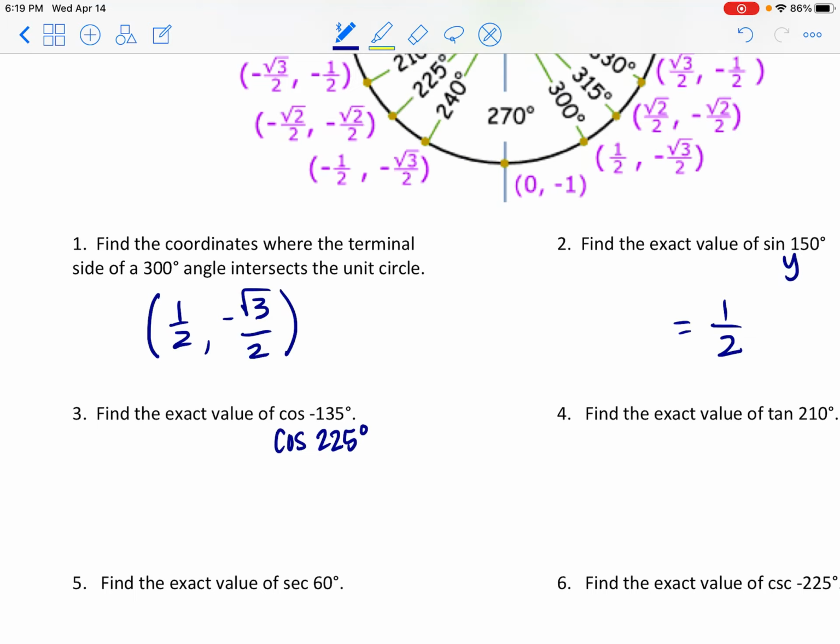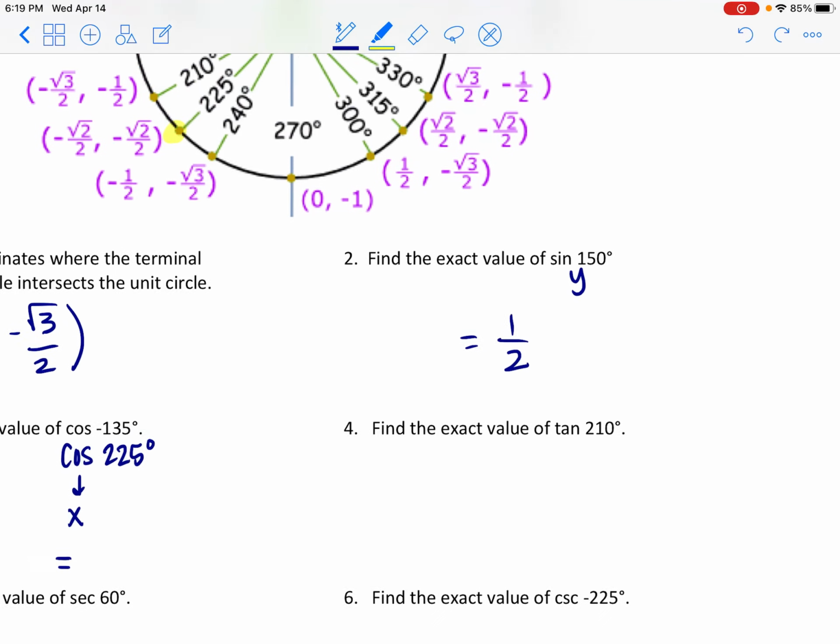And when we're looking for the cosine, it is just the x value in that coordinate. And the x value in the coordinate is, let's see, back to 225 right here. The x value in that coordinate is negative radical 2 over 2.